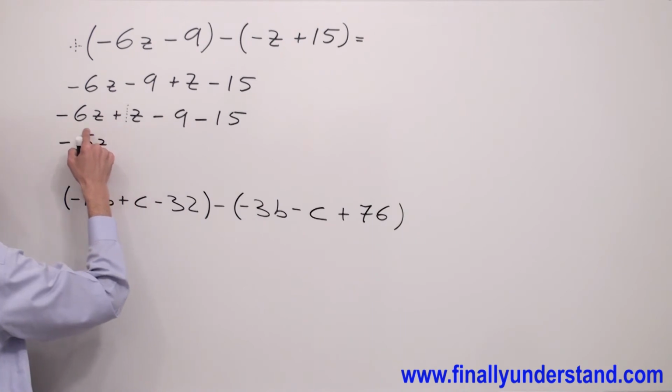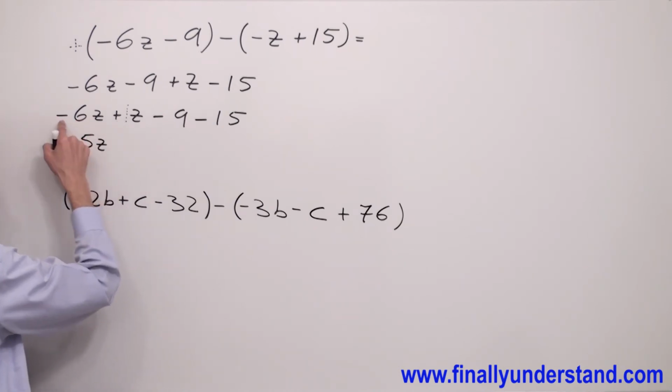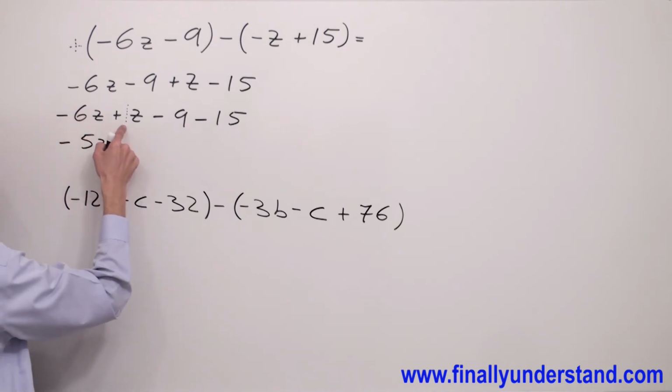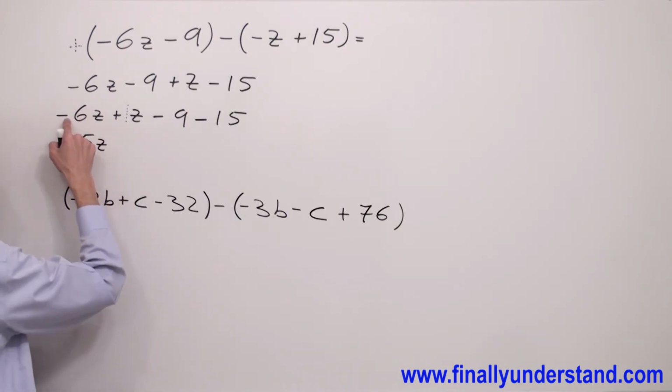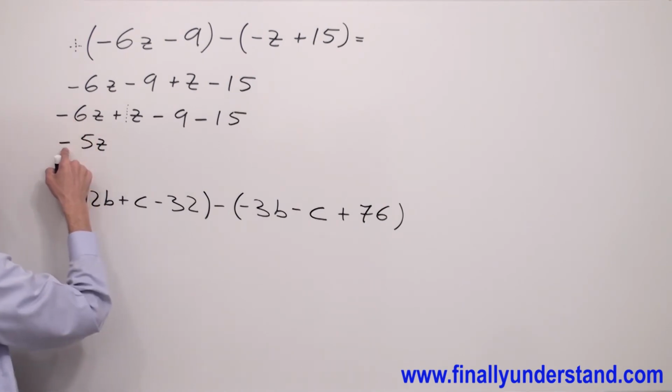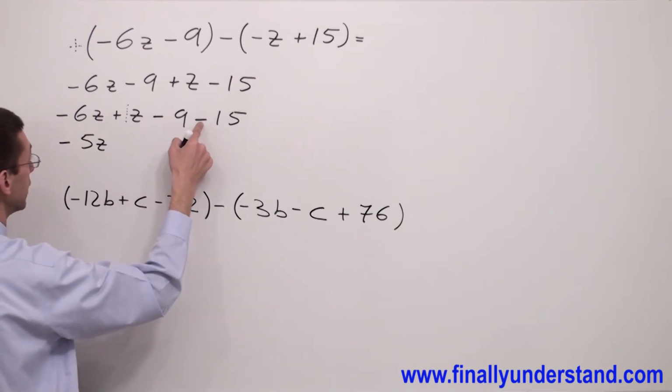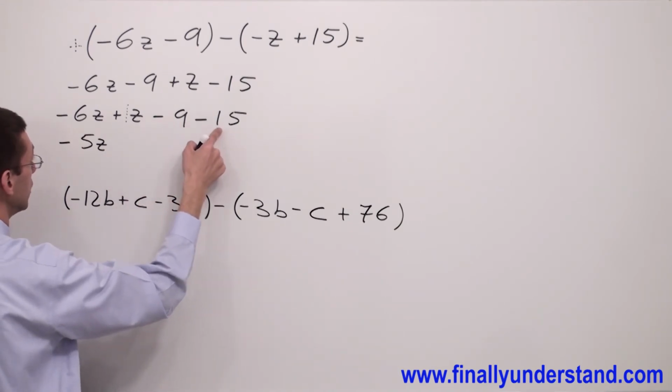Anytime we add a negative number to a positive, we simply subtract the smaller number from the bigger number, and keep the sign which is next to the larger number. 6 minus 1 is 5, and I have to keep the sign which is next to the larger number. So next to 6 I have negative. Minus 9, and I have negative 15.